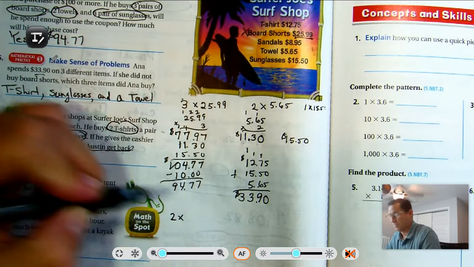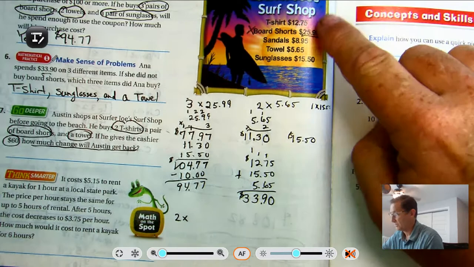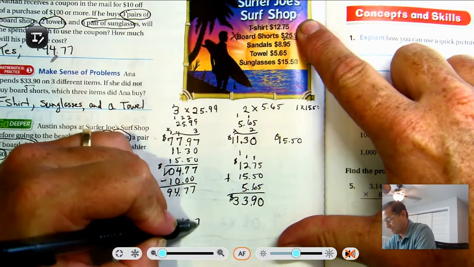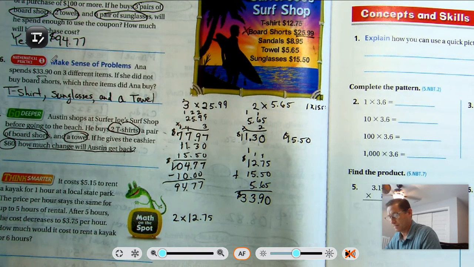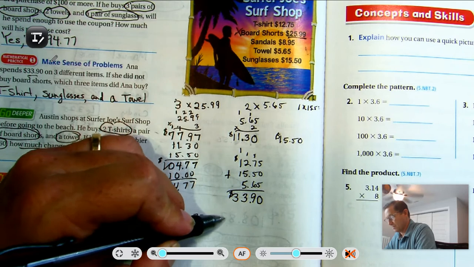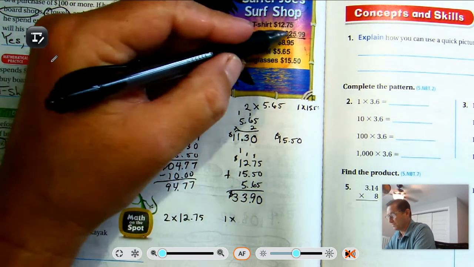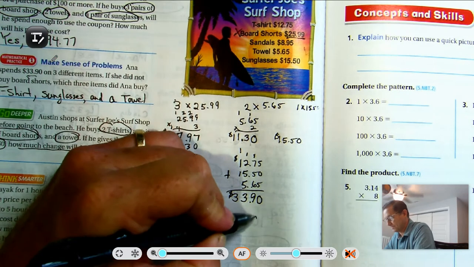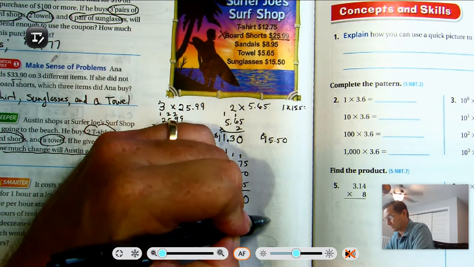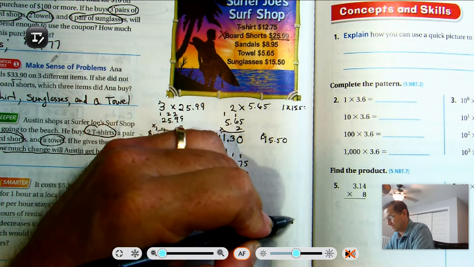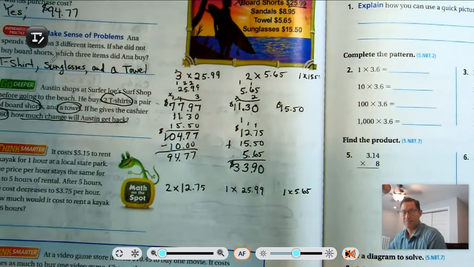All right, so 2 t-shirts would be 2 times what? 2 t-shirts is $12.75. One pair of board shorts and a towel. All right, so how much did he spend there?